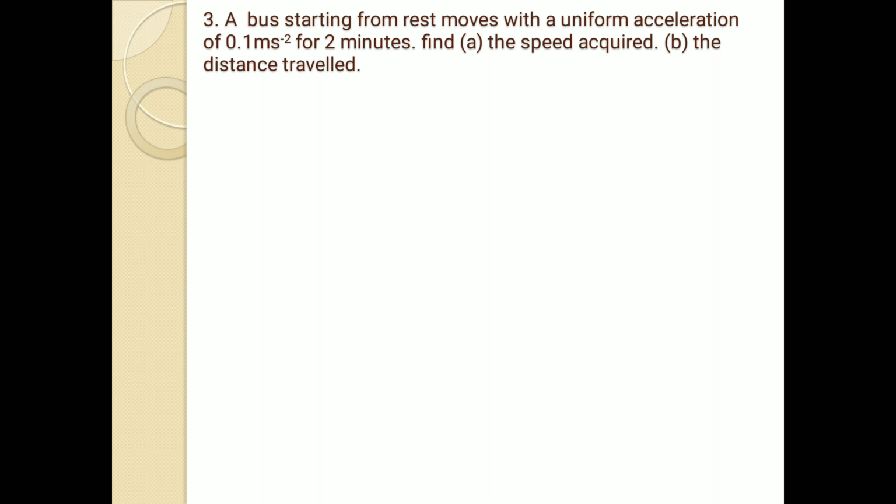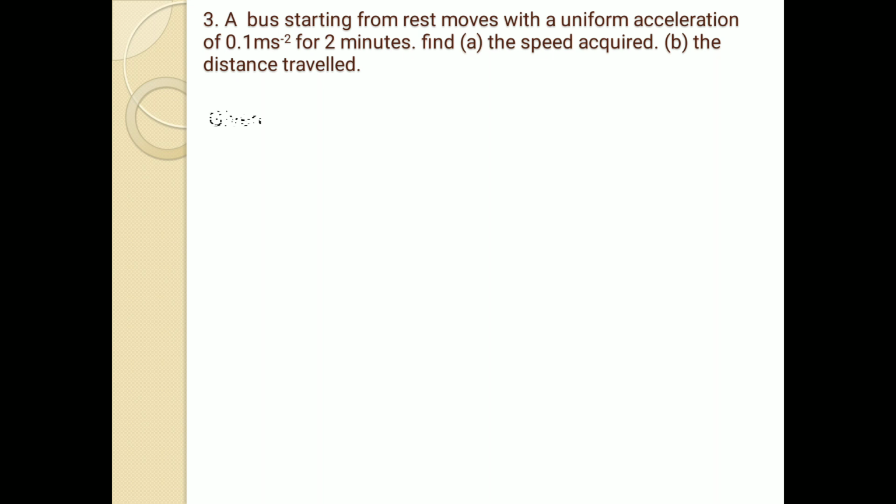Find, so first one we have to find out the speed acquired. So speed acquired is nothing but final velocity only. Okay, speed acquired. Next, the distance traveled. So we should find out distance traveled. What is the symbol of distance traveled? Yes. So we should find out S value also. Okay. A bus starting from rest. I told you, starting from rest means initial velocity will become 0.